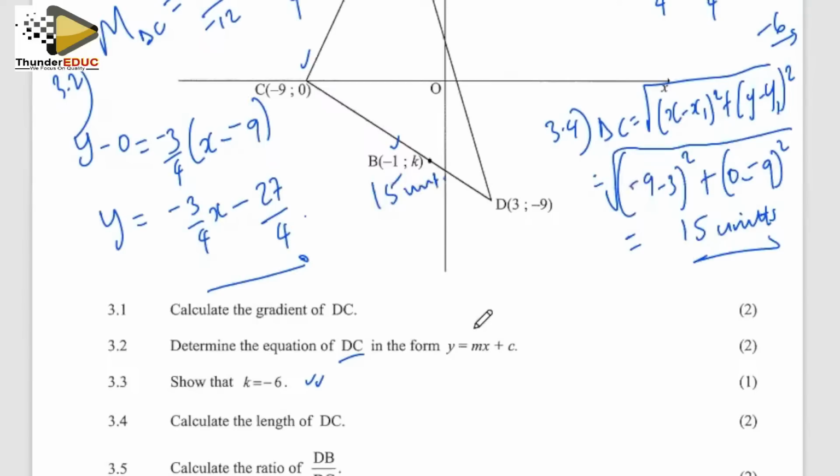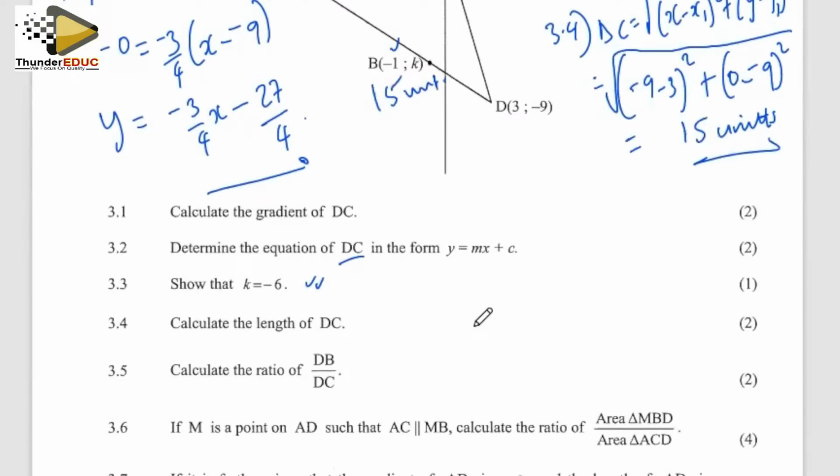All right, then 3.5, they want us to get the ratio of DB over DC. So since they're talking about the ratio, DB simply represents the length, okay? But we know that that's a -1, this is a -6. So let's use, again, the distance formula to find the distance DB, okay? So DB is going to be the square root. From the distance formula, we shall have 3 minus -1 squared plus -9 minus -6 squared.